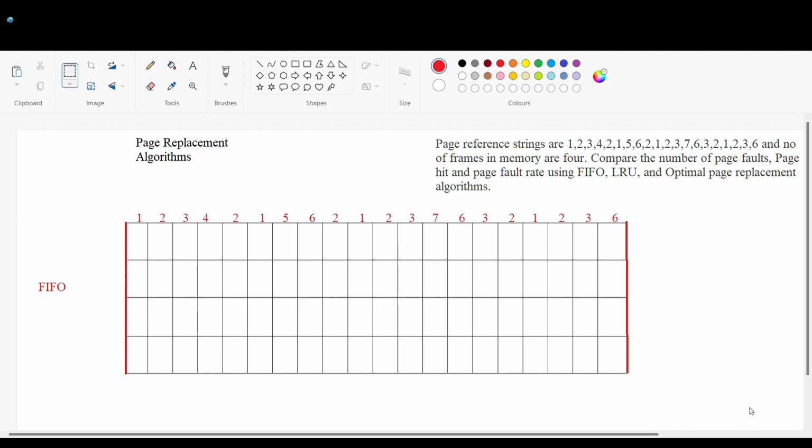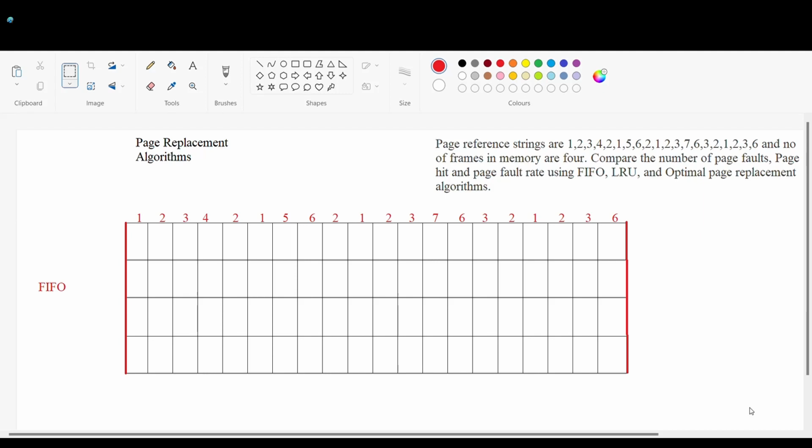A page fault is an error raised by the memory management unit to find the page in the secondary storage memory, and that page should be loaded into the main memory, right? If the page is not found in the main memory and that page is requested, there is an error. That error is called a page fault. The operating system will find this page from the secondary storage memory and load it into the main memory. Today I will discuss these three algorithms.